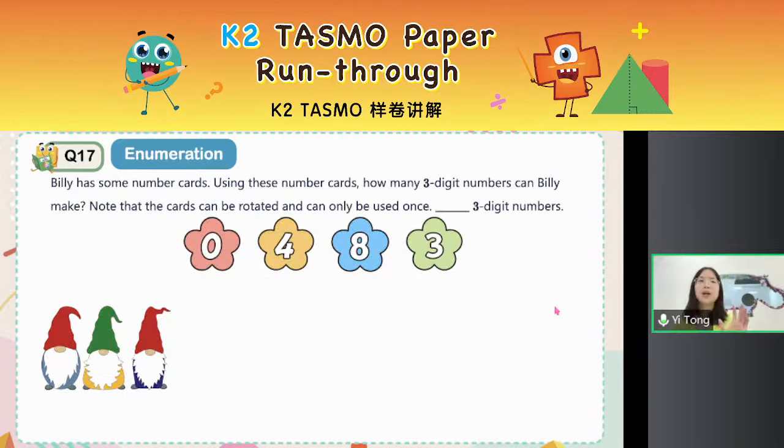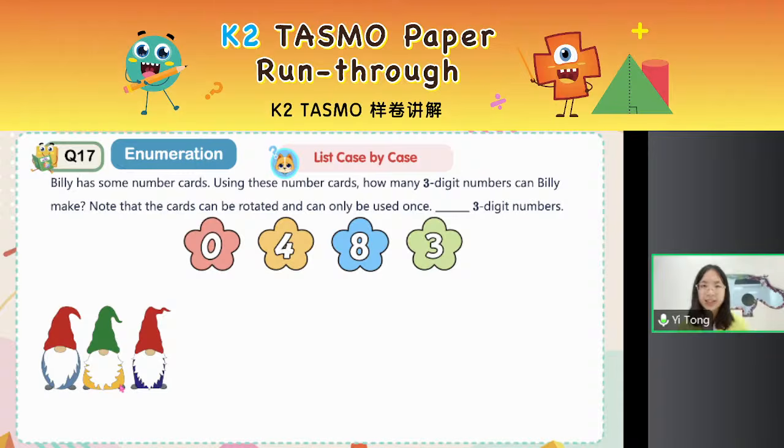Now, question 17. This is an enumeration problem. Enumeration means that we need to list case by case. Case by case. Now, Billy has some number cards. Using these number cards, how many 3-digit numbers can Billy make? A 3-digit number is the same as our 3 cute little elves.